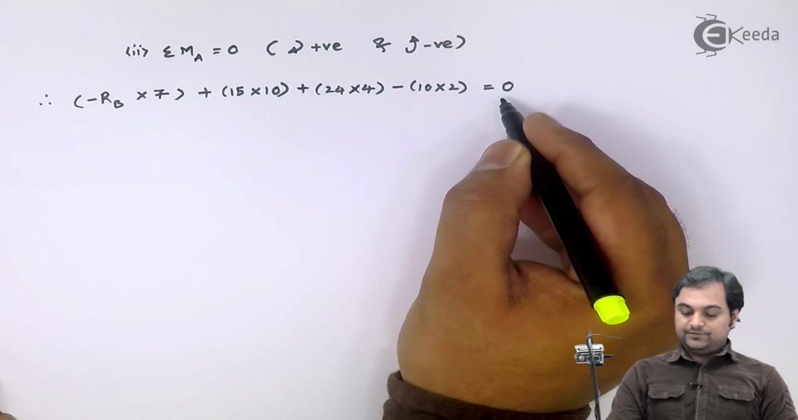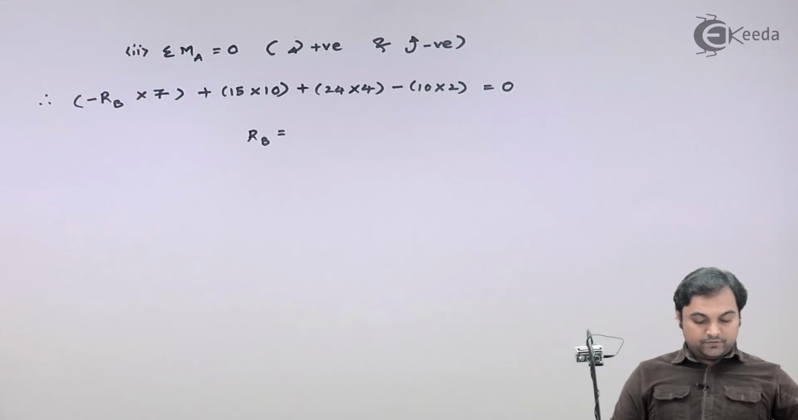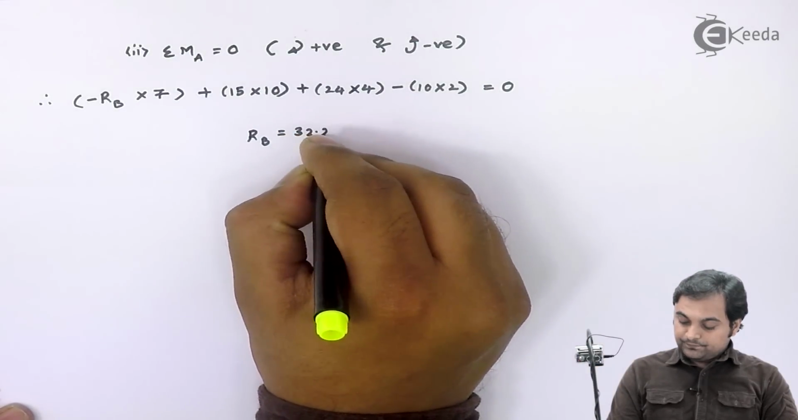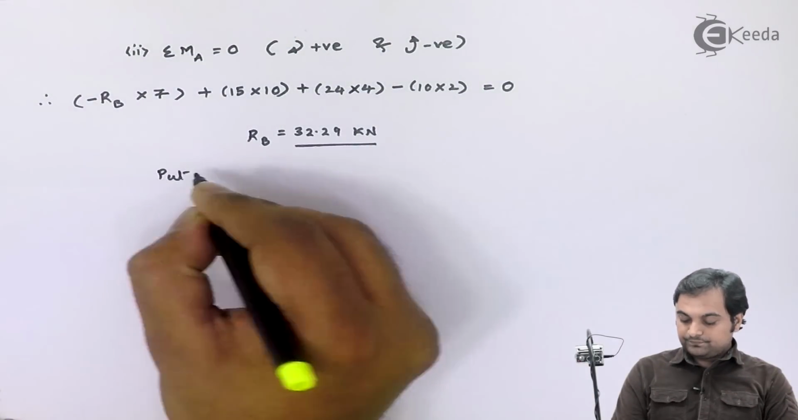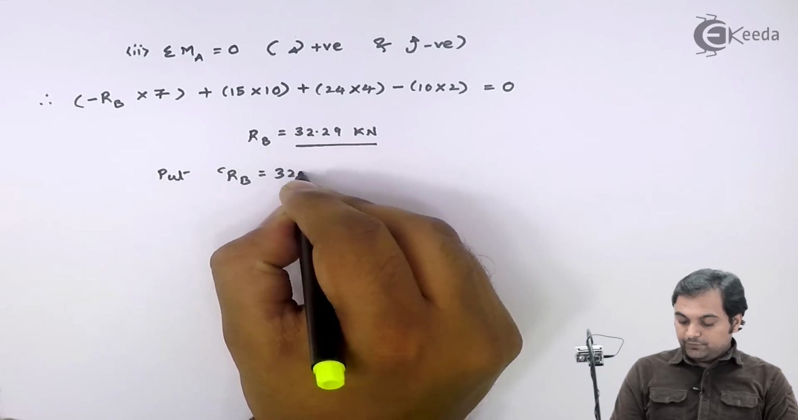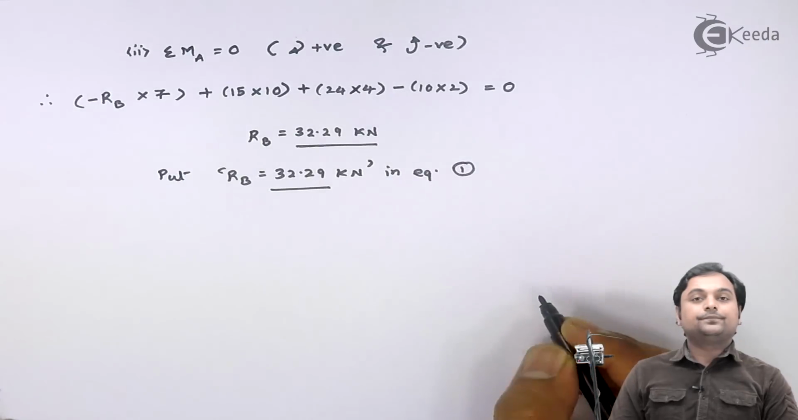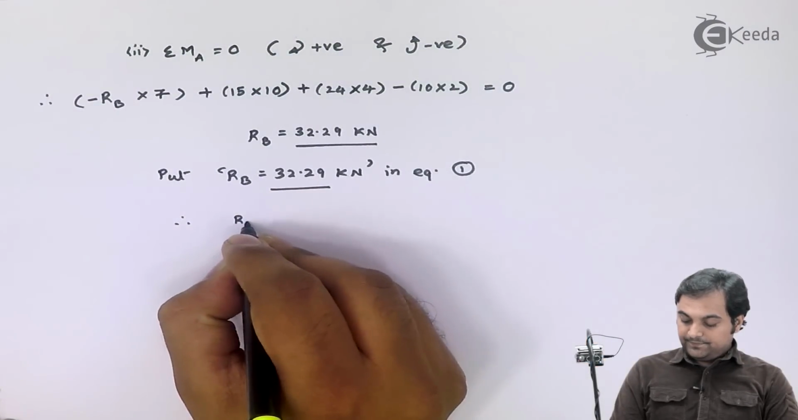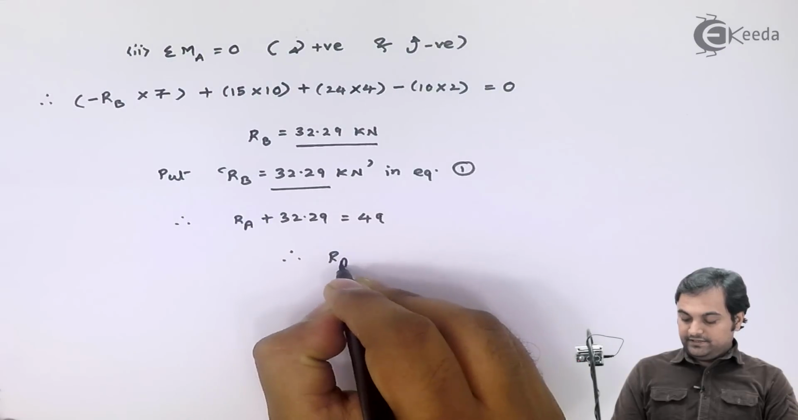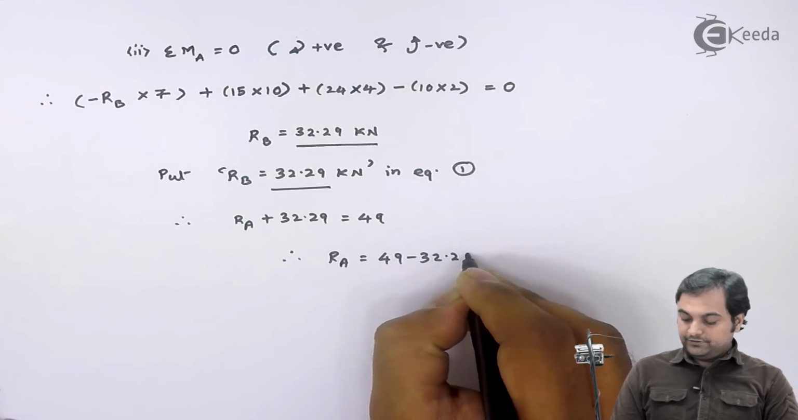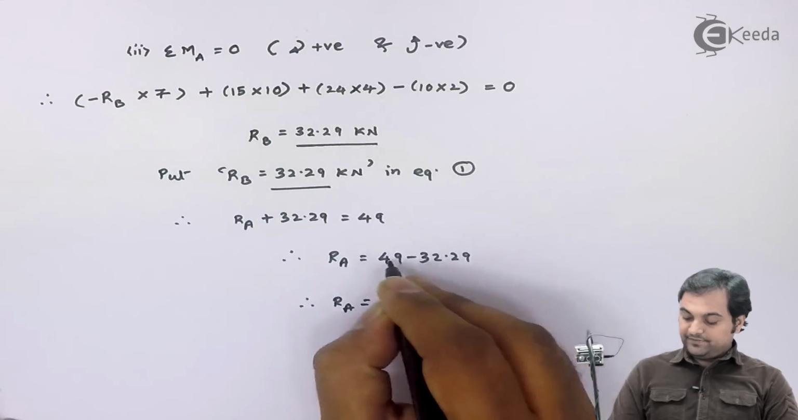Therefore, if I calculate all terms here, I will be getting RB as 32.29 kilonewton, and after this I will put RB equal to 32.29 kilonewton in equation 1. So therefore I have RA plus RB, so RA plus 32.29 is equal to 49. Therefore RA is equal to 49 minus 32.29. Therefore, RA value comes out to be 16.71 kilonewton if I subtract these values.